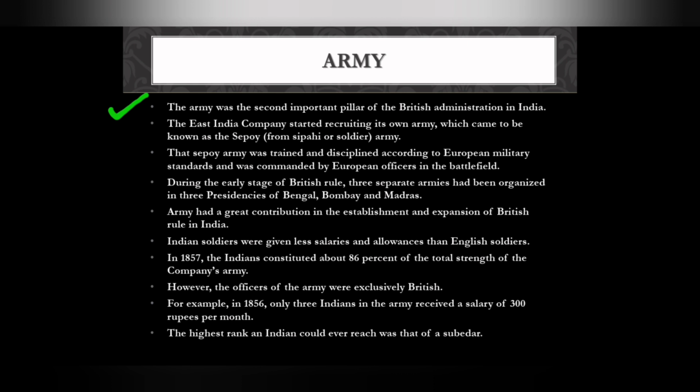Okay. The East India Company started recruiting its own army, which came to be known as the Sepoy, from Sipahi or soldier army. So earlier the East India Company started to recruit. Recruit is nothing but taking employees, taking persons for job purposes.